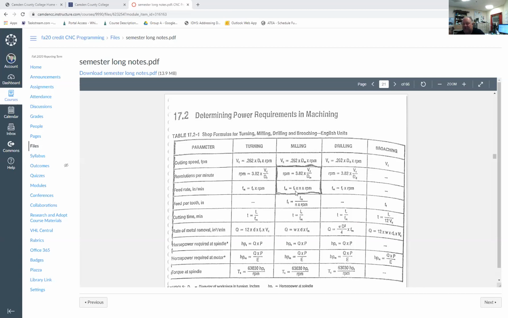And then the feed per tooth. Now, feed per tooth is one of those things that we pull from a chart again because of the complexity in calculating it. So let me go back to my whiteboard.